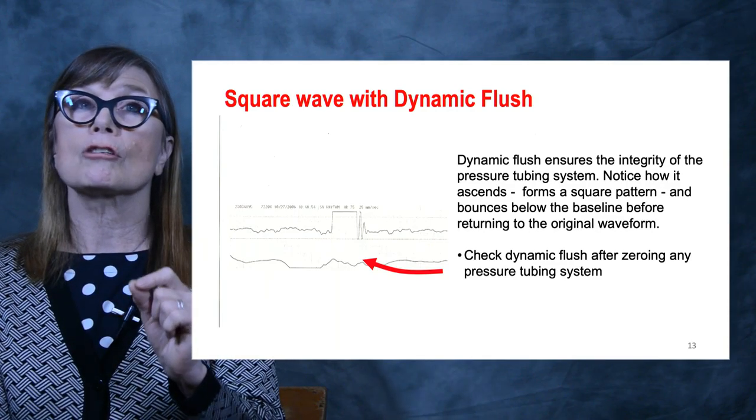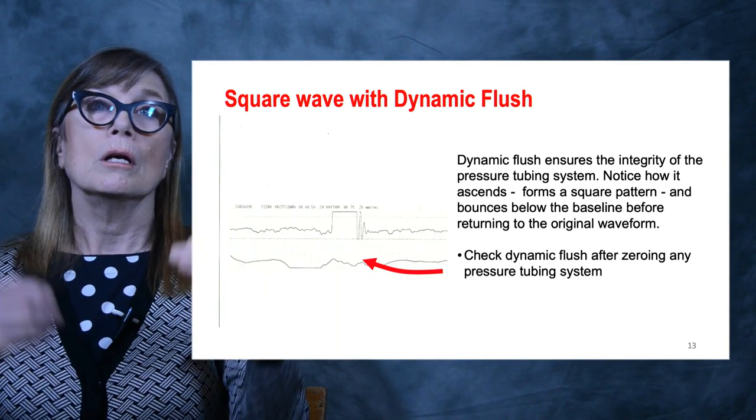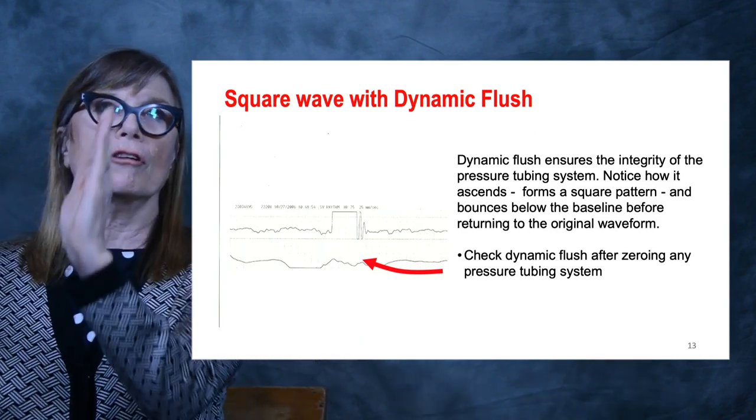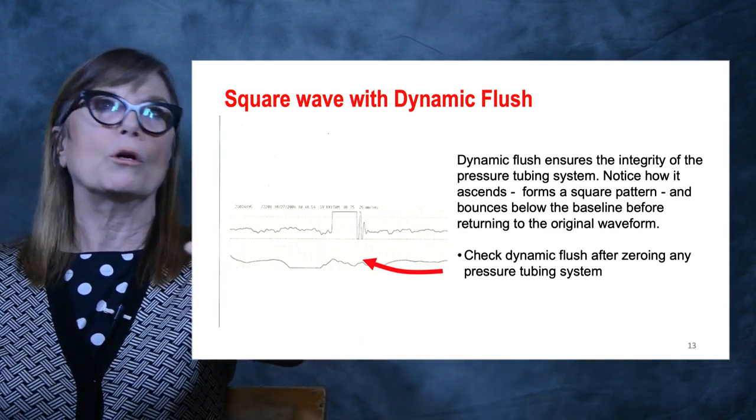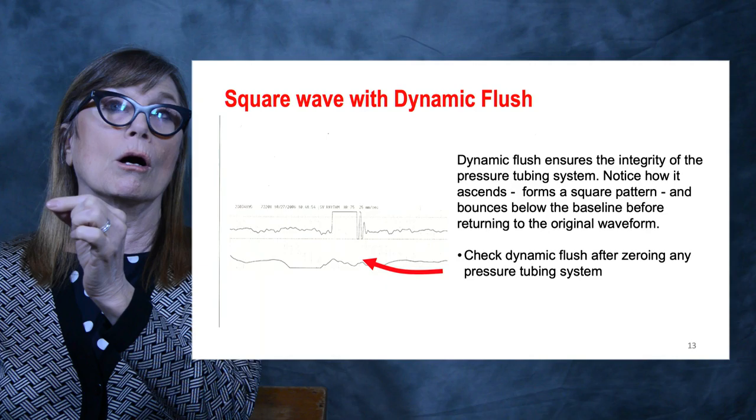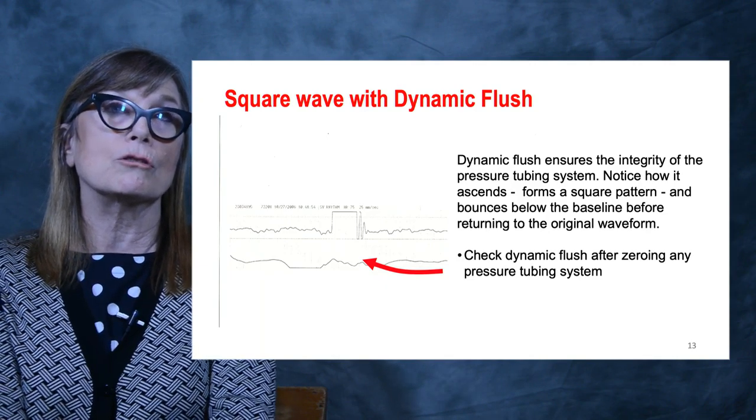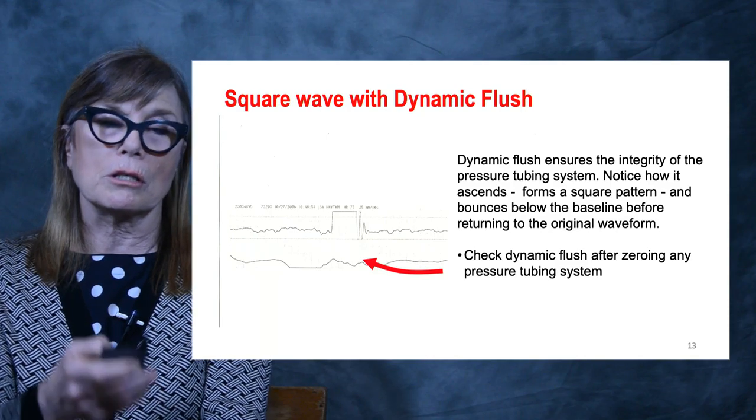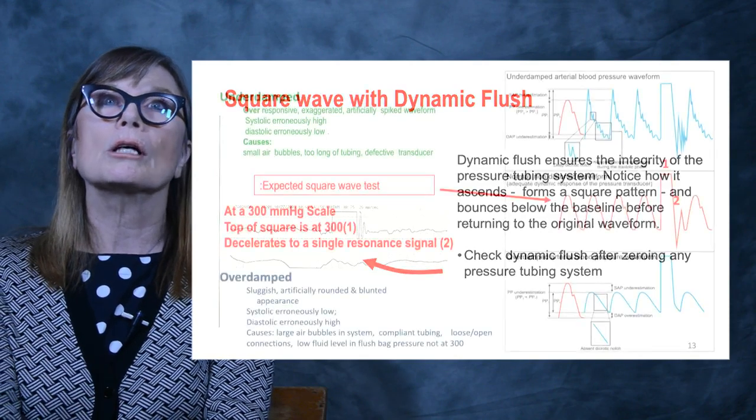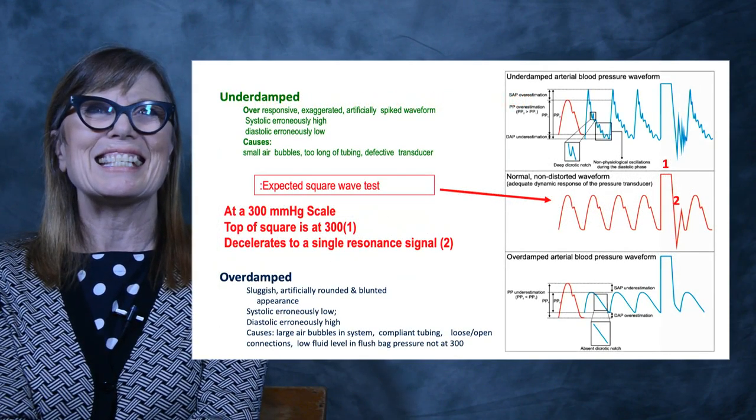And those oscillations are very, very important. So big square and then a few little bumps afterwards, which are not physiologic. They're too narrow to be a patient event. Those are just oscillations of the transducer in response to the dynamic flush. So let's look at that a little bit more concisely.